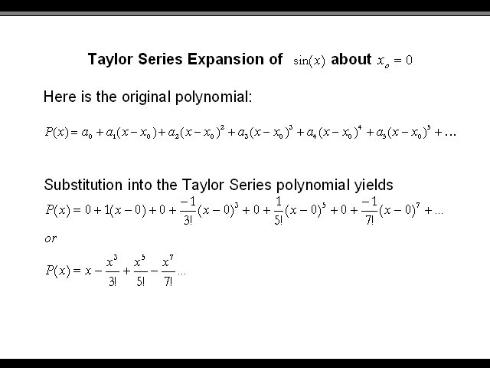So we're still working on the series expansion for sine x about the point x equals 0. And I put the original polynomial here again so you can compare. So a0 is supposed to be 0. a1 was 1. a2 was 0, so I just wrote a 0 for it. For a3, the derivative was minus 1, but you have to divide by 3 factorial.